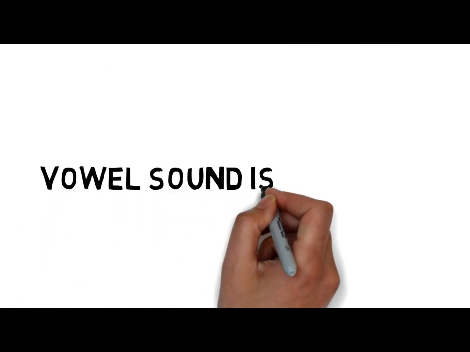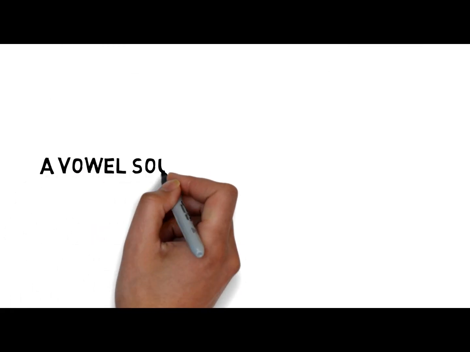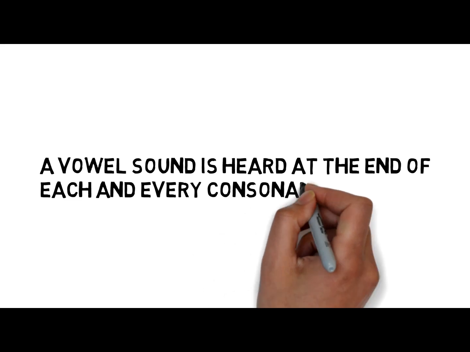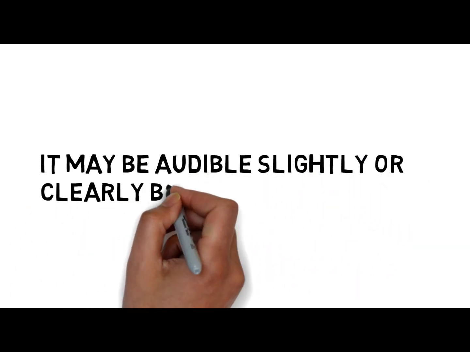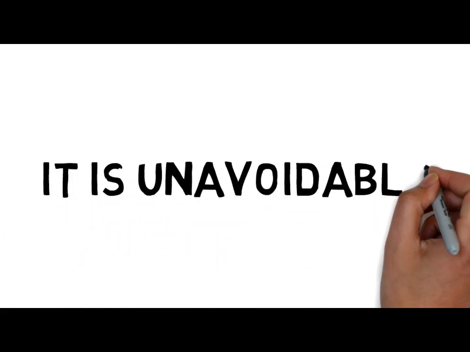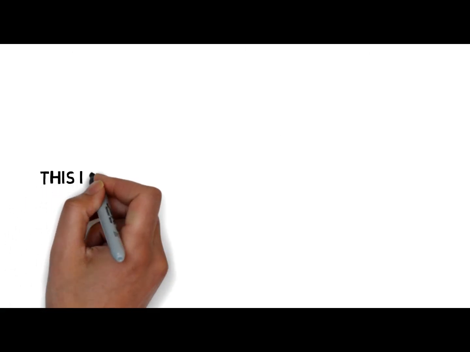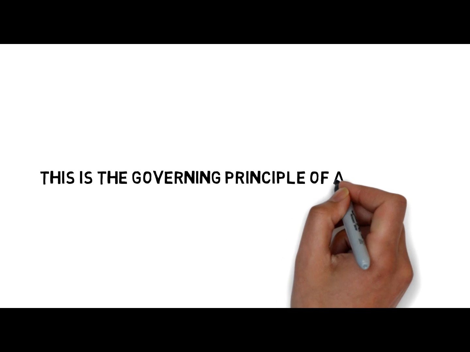If we compare the consonants with the vowel sounds, we find that a vowel sound comes out of our mouth even when we don't produce it purposefully. A vowel sound is a natural sound which is produced without any obstruction in the mouth. However, with every consonant sound, we find one or the other vowel sound produced naturally. We find it either slightly or clearly audible at the end of every consonant sound. We call it a mandatory sound. As a matter of fact, the vowel sound seems to be unavoidable at the end of one and all consonant sounds. This is the governing principle of all sounds.